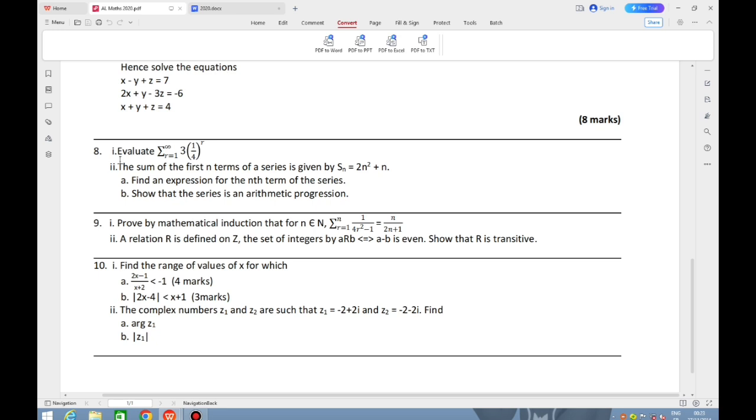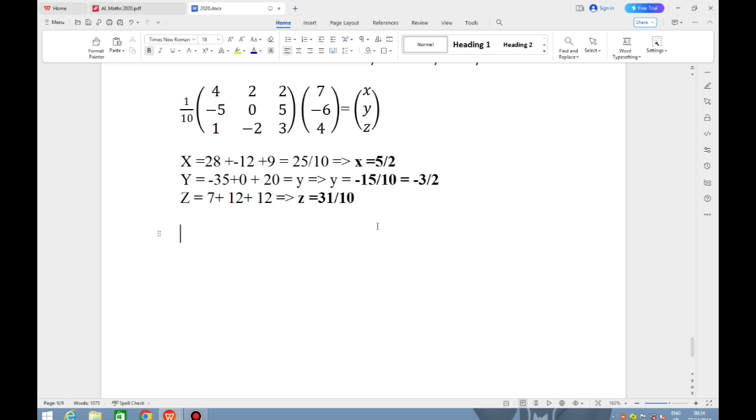Now we are on question 8. Question 8 says evaluate the sum from r is equal to 1 to r is equal to infinity of 3 into 1 on 4^r. Okay, so that's a geometric series, and we have to find the first term. Let's call it t1.